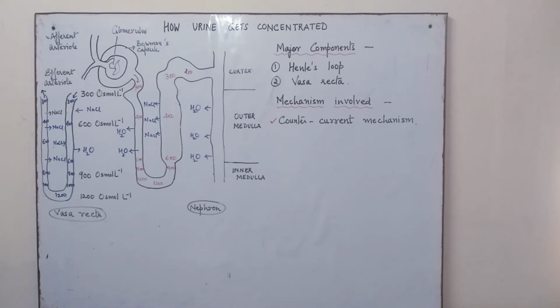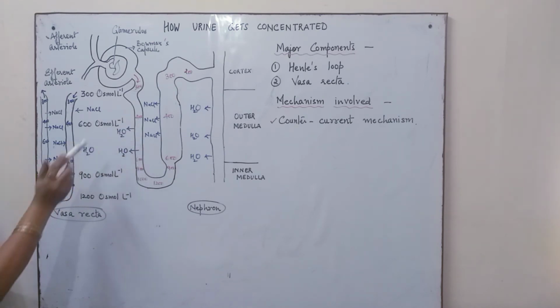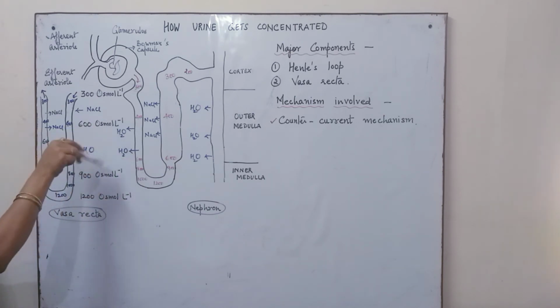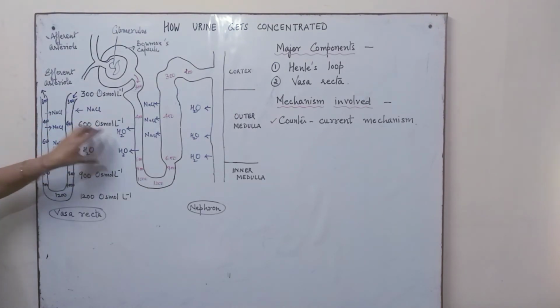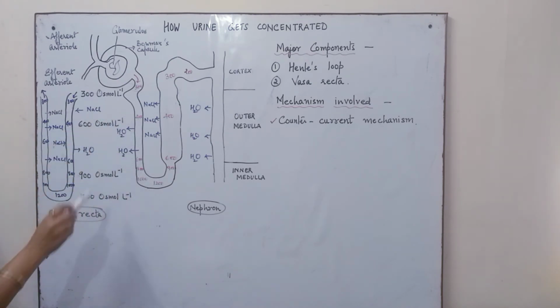Now, the descending limb is more permeable, so more water passes out, and as a result the concentration inside the tubular system of the filtrate is comparatively higher than that of the surrounding media. Normally, because this water is present in the medullary region, this fluid should get diluted, and if it gets diluted, the process of proper filtration and reabsorption will not happen.